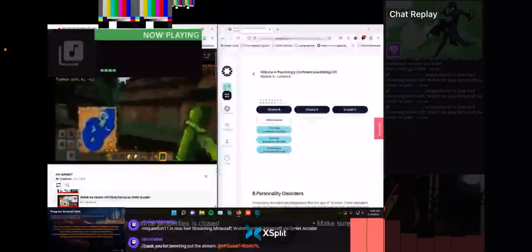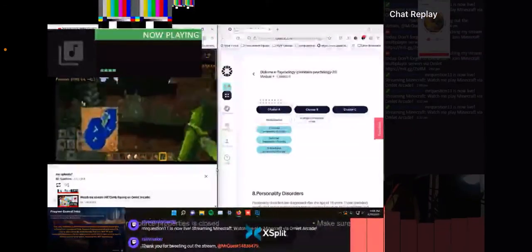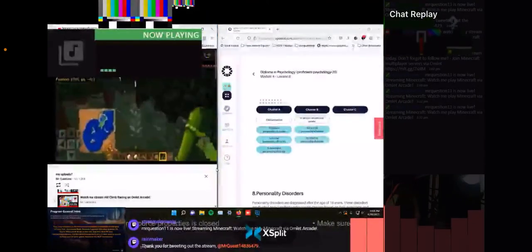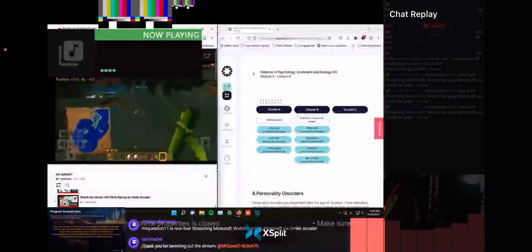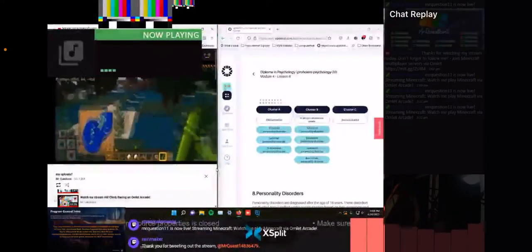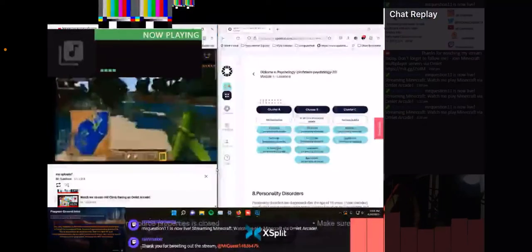Cluster A is called the odd or eccentric cluster. It includes paranoid, schizoid, and schizotypal personality disorders. Cluster B is the dramatic, emotional, or erratic cluster. It consists of antisocial, borderline, histrionic, and narcissistic personality disorders. Cluster C is the anxious or fearful cluster. It includes avoidant, dependent, and obsessive-compulsive personality disorders.